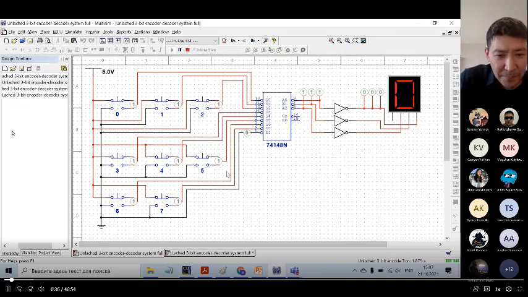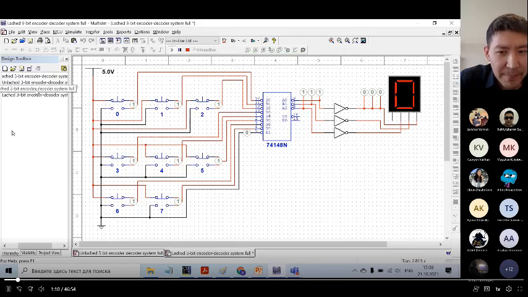So actually, for example, I press 5 and I release, if I want this screen to still show 5, I need to add some memory device here. We can use flip-flops, and concretely we can use a latch. A latch is a simple memory device that can hold, in this case, 3-bit information, and it will be on the display. So let me show you the next circuit, this one.